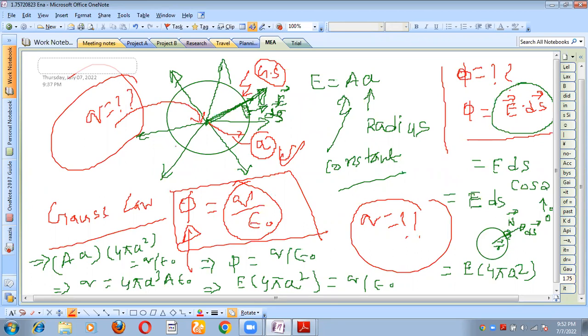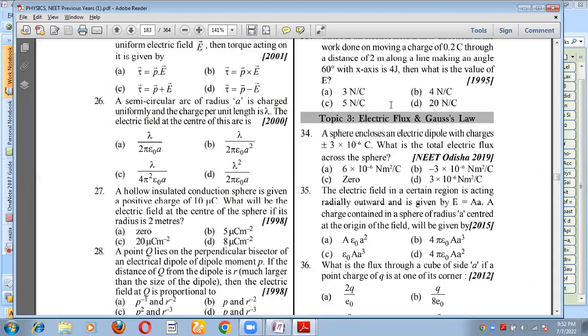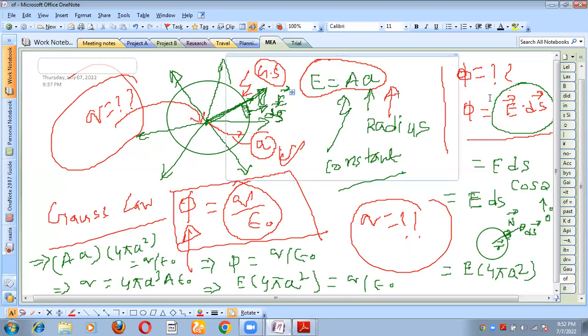Why I have not used that formula is that if you see in the question, the electric field has given as A into a. So if the electric field is radial, why it is increasing with a? If you see here, electric field is increasing with a, right? So how we can say that the charge at the center is a point charge, right?